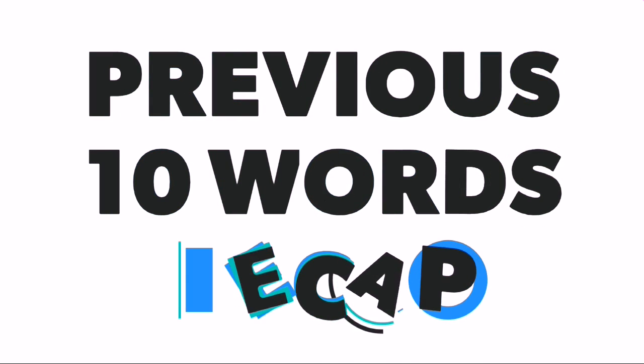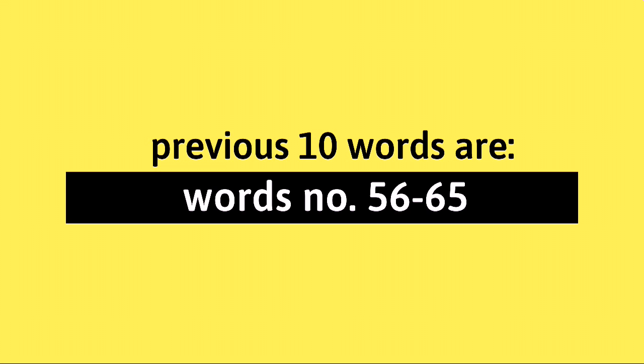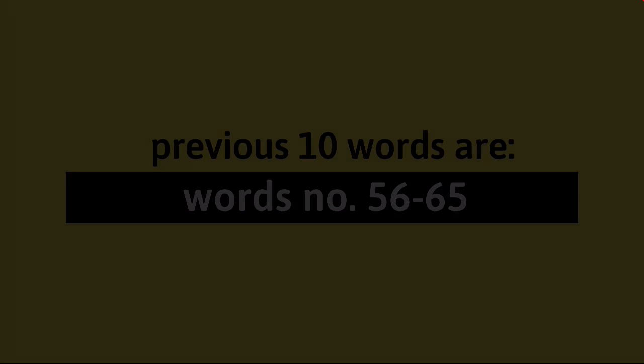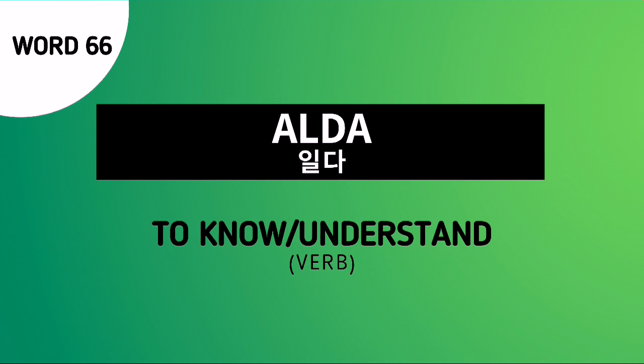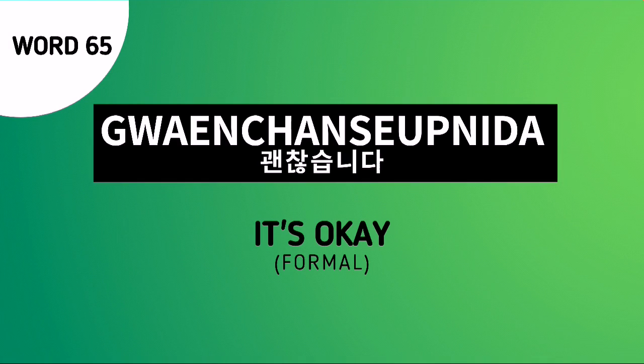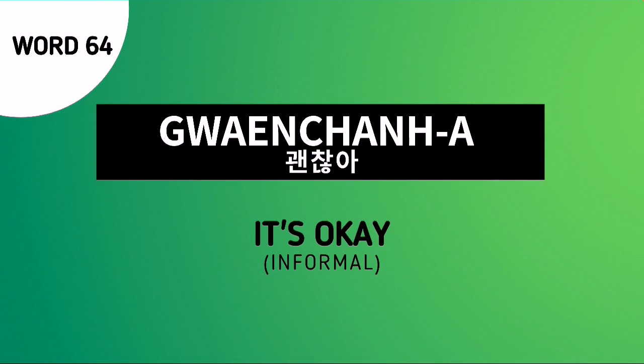Now, let's proceed to the previous 10 words recap. As of now, the previous 10 words are words number 56 to 65. But don't forget, our word for today is Alda. This is a root verb which means to know or understand. Word or phrase number 65 is kwenchen sumnida, and this is a formal way of saying it's okay. Word number 64 is kwenchana, and this is an informal way of saying it's okay.